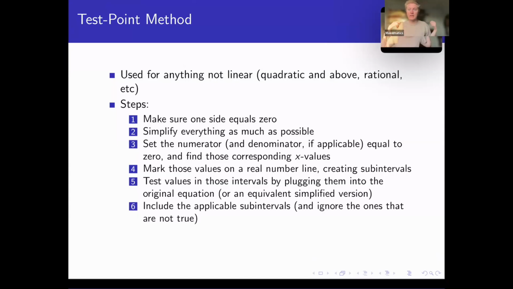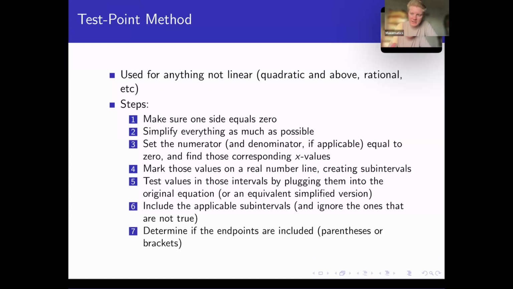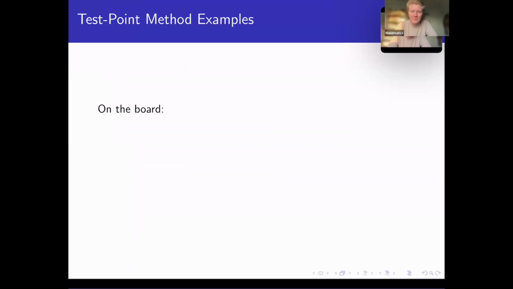Our final answer is all the subintervals that are true, and we're going to ignore all the ones that are not true. So the last thing we need to do is make sure that the endpoints are either included or not included, parentheses versus brackets. These are a lot of steps. Let's just do some examples. So I'm going to move to the whiteboard, and I will see you in just a moment.